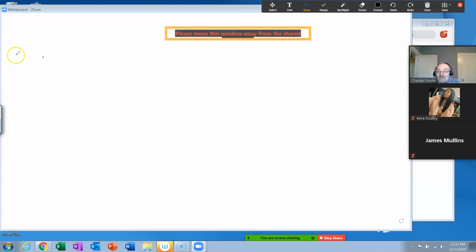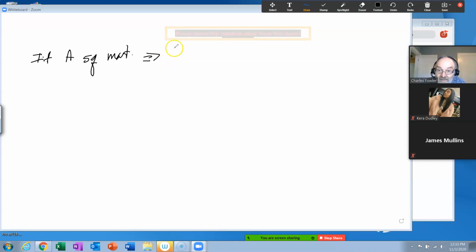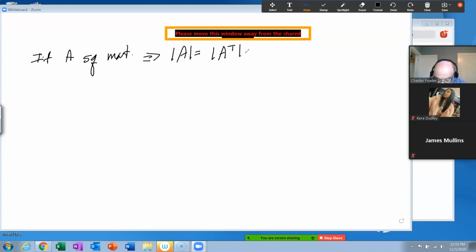If A is a square matrix, then the determinant of A is equal to the determinant of A transpose. Okay, that's it. That is the theorem.